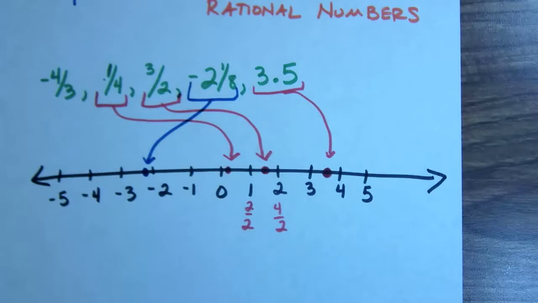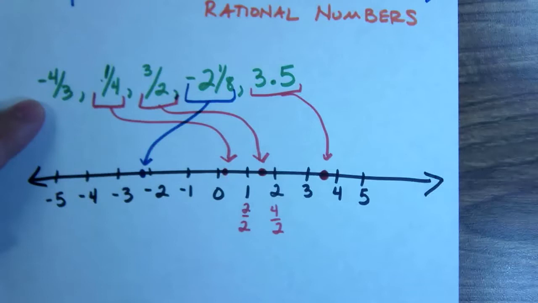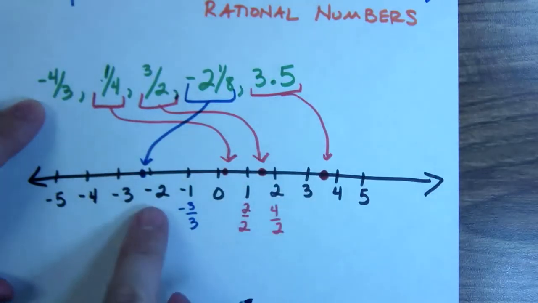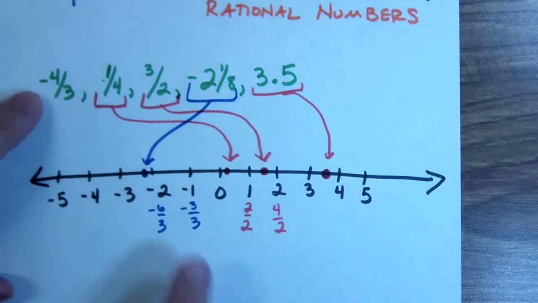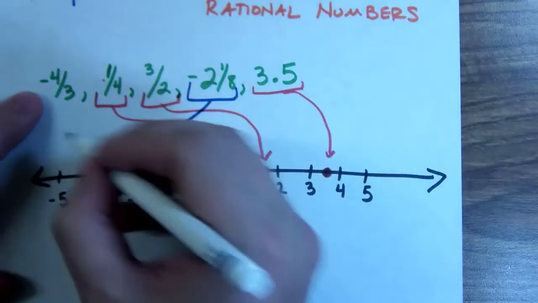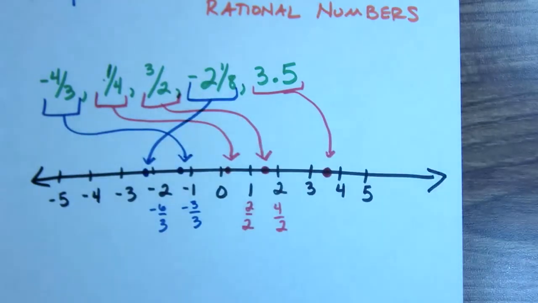What about negative 4/3? Well, let's do an easy one. What would negative 3/3 be? That'd be negative 1, right? This is negative 3/3. What about 2? How many thirds would 2 be? 6. Yeah, so this would be negative 6/3. So negative 4/3 is in between these two, but not exactly in between these two. It's closer to the negative 1, so like right there. Negative 4/3 is actually negative 1 and 1/3 if you turned that into a mixed number.